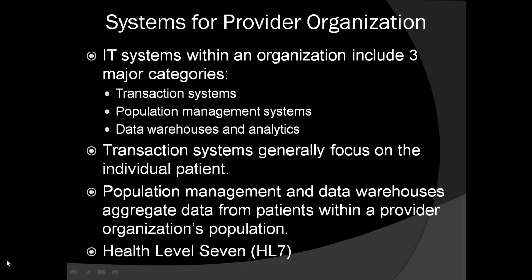IT systems within an organization include three major categories: transaction systems, population management systems, and data warehouses and analytics. These categories are distinguished by the business functions they support and the level of data aggregation. Transaction and population management systems are used concurrently to support operations, and data warehouses are generally retrospective.